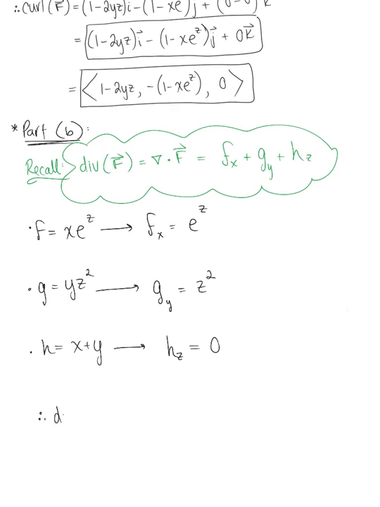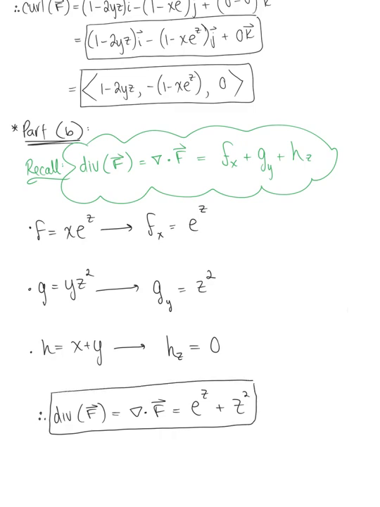Therefore, the divergence of this vector field, the gradient dotted with the vector field, is equal to the natural exponential raised to the z plus z squared plus 0. We really don't even need to include this 0. We'll just box up our first 2 components, and this is our beautiful final answer for the divergence of this vector field. And then for part A up above, either one of these answers is the final answer for the curl of the vector field.